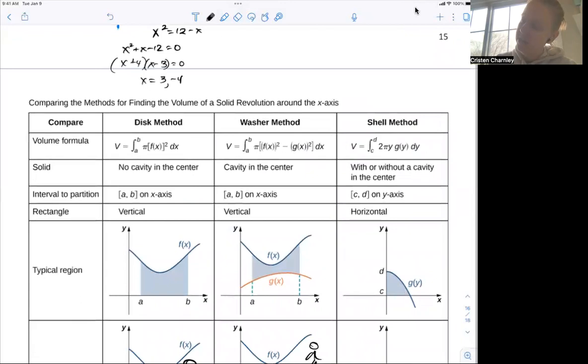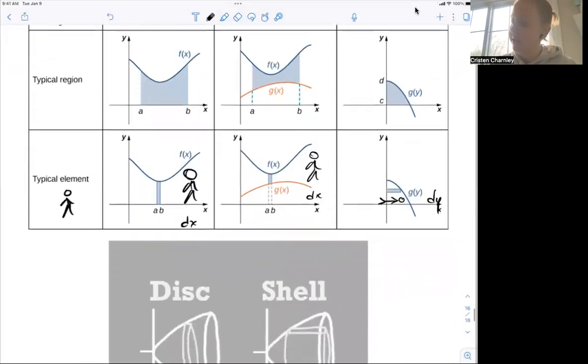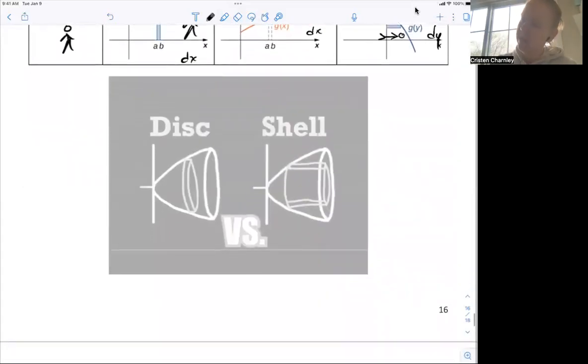This can change. Well, I guess this whole thing is revolving around the x-axis. Remember, if you're revolving around the y-axis, everything would be flipped around a little bit. And here's just a picture. Your disk would be slices like this, versus your shell would be a little bit different.